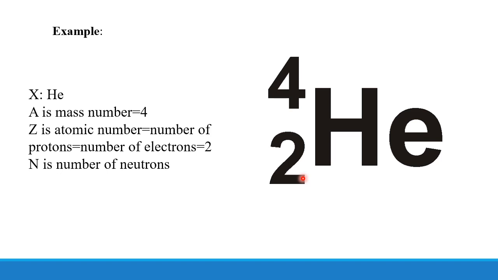How can we calculate N? Using the rule A equals Z plus N. So N equals A minus Z equals 4 minus 2 equals 2 neutrons.